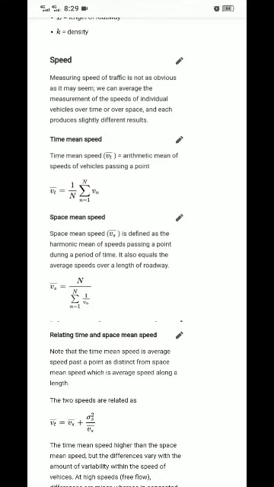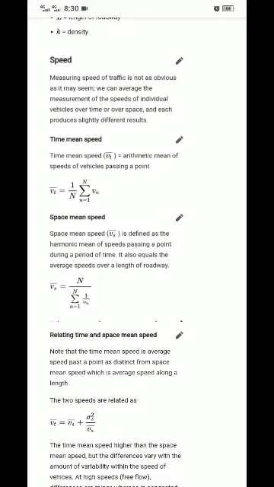So the next one is relating time and space mean speed. Note that the time mean speed is the average speed past a point as distinct from space mean speed, which is the average speed along a length. So the two speeds are related as Vt, the time mean speed, is equal to Vs, the space mean speed, plus sigma squared s over Vs.